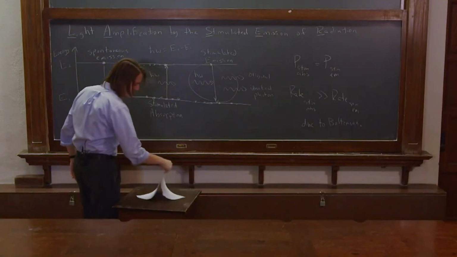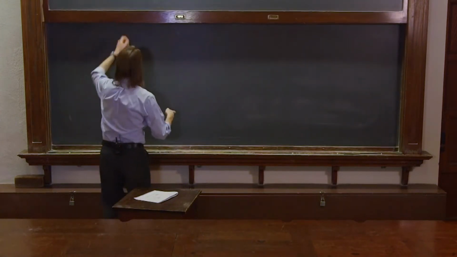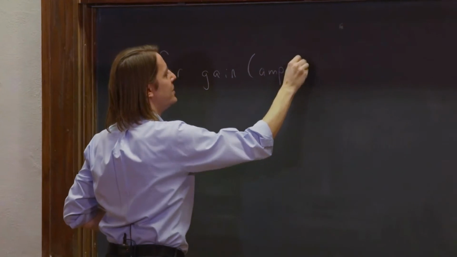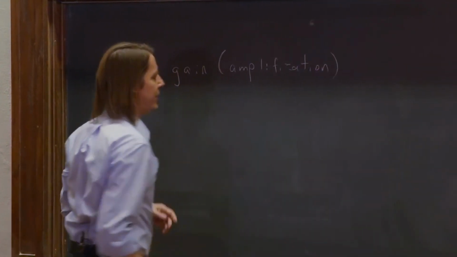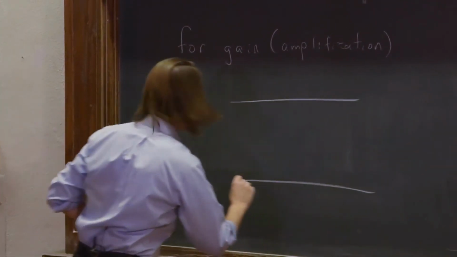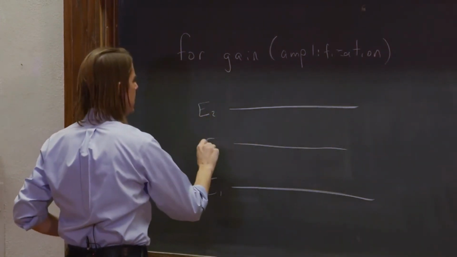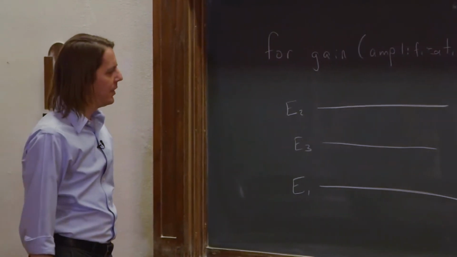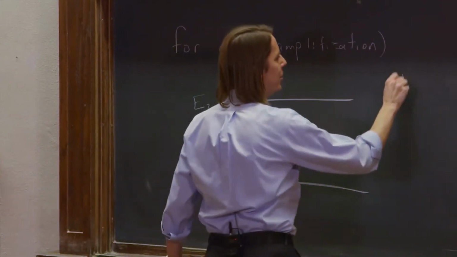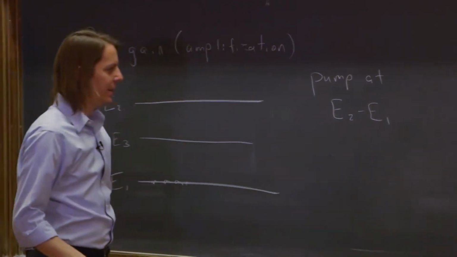So the trick to get gain is to use a third level. To have gain, which by that I mean to get some sort of amplification from that stimulated emission, you want to have your E1 and your E2 kind of like that, and then you want to have another one in here, E3, like that. All right? So let's see. So then what could you do? Then you could pump at E2 minus E1. And you can pump really hard, right?